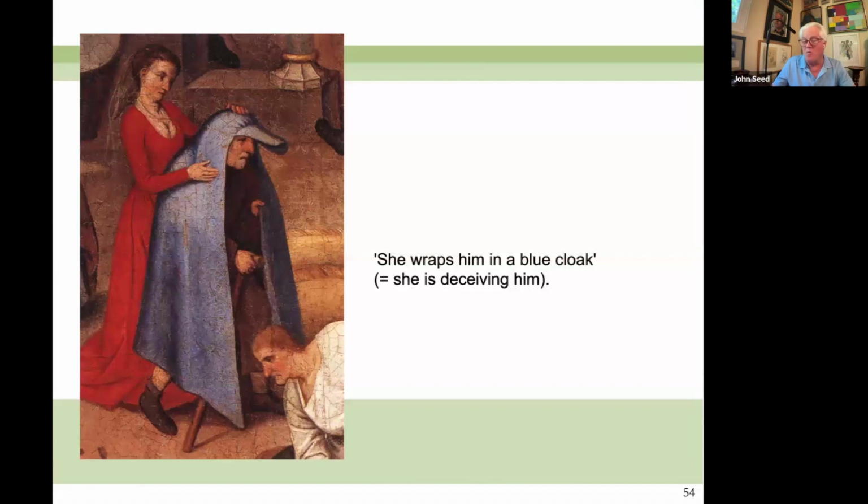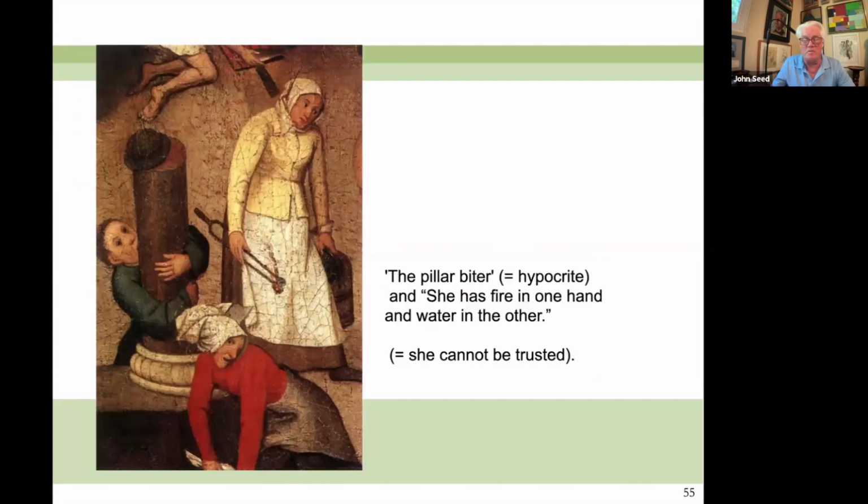So I don't know if you knew this before, but if you wrap someone in a blue cloak, that's a way of saying you are deceiving them. And you can see that this blue cloak even has kind of a, what would you call it, a brim, a giant duckbill. It will keep him from seeing behind him as to what this woman in red is doing. So don't trust her with the blue cloak. The pillar biter is a hypocrite.